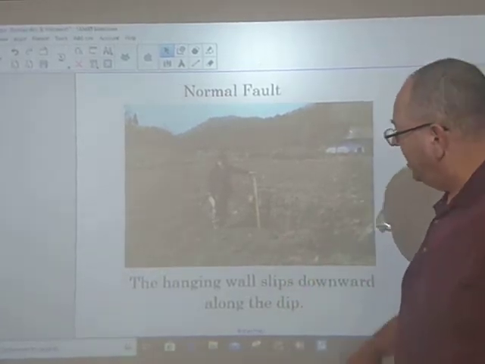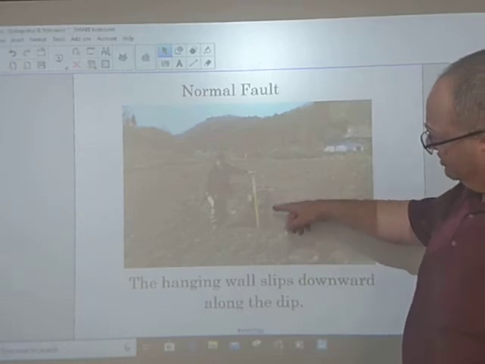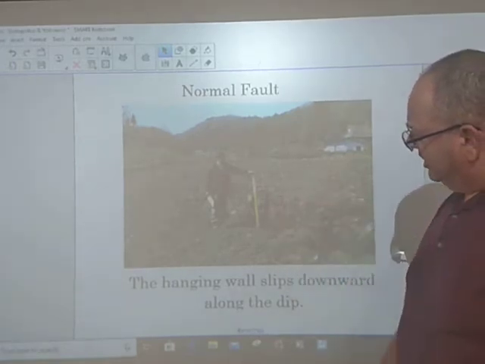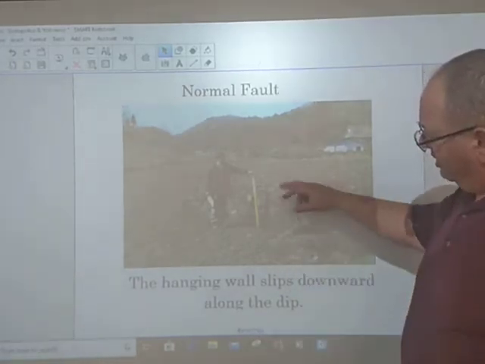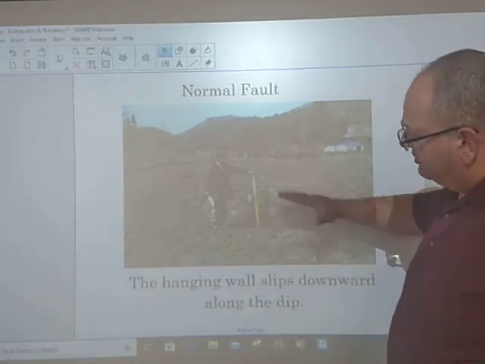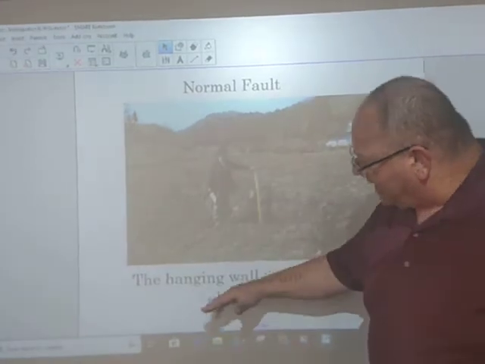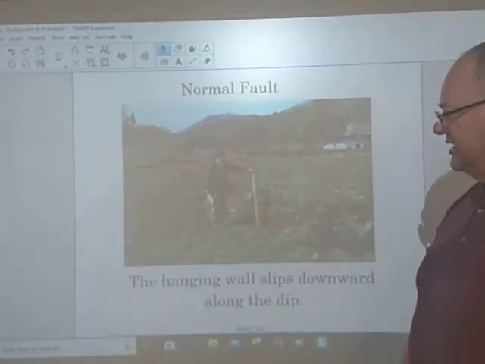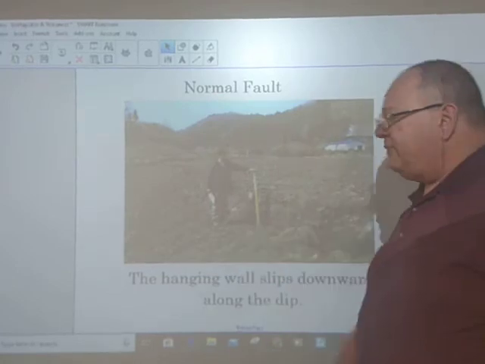Sorry. So you see that there's maybe 2-3 feet where things have shifted. And to me, I can picture in this that this slab has dropped relative to this slab. It's a little hard to tell, but that might be an example of a normal fault.